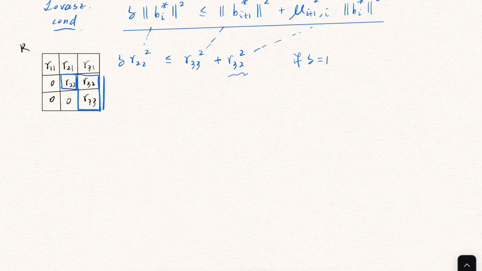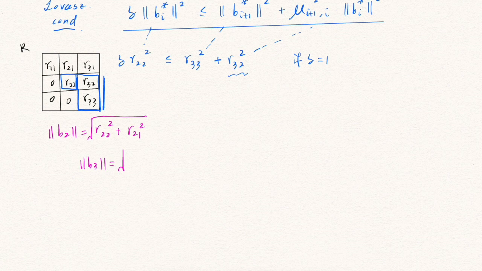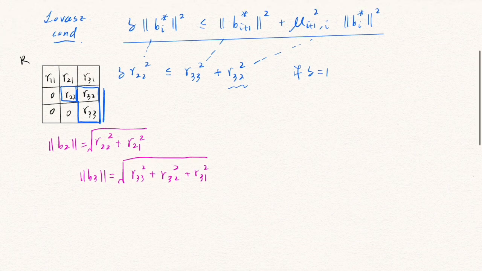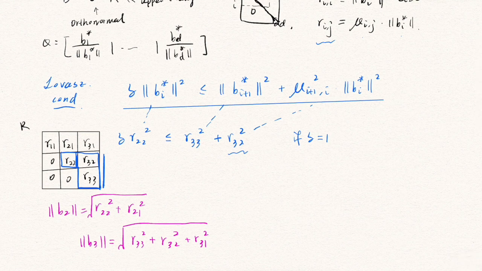And just to remind you, we know that the length of B2 is equal to R22 square plus R21 square, and the length of B3 is R33 square plus R32 square plus R31 square. Okay. And this can be easily seen if you see the QR factorization, right? So I won't repeat it. I think we covered this last time, but just to refresh, this is the Lovász condition.